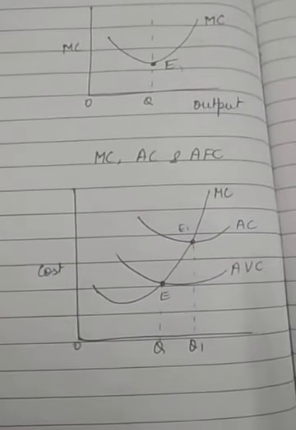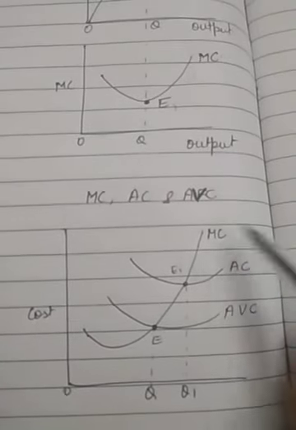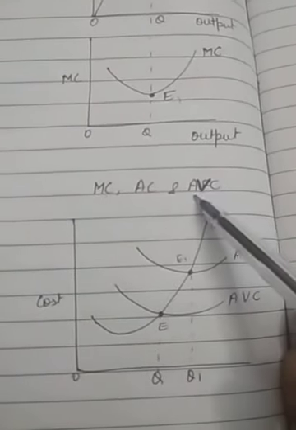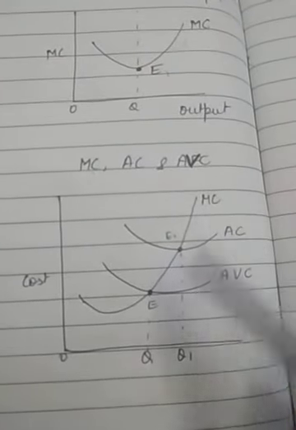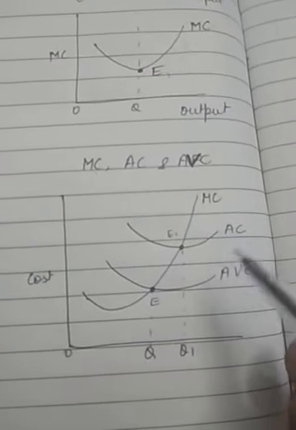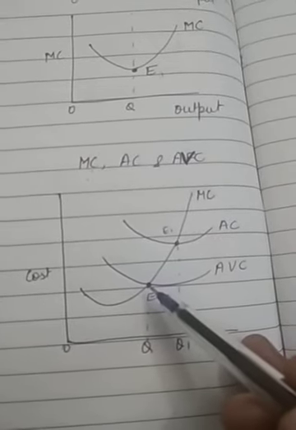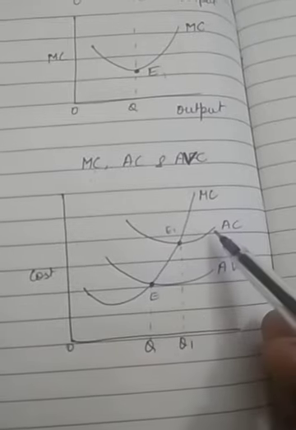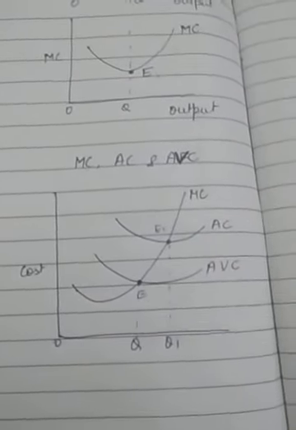And now this is the last relationship between MC, AC and AVC. Marginal cost, average cost and average variable cost. Here are the three curves. This one is your MC, AVC and AC. AVC is intersecting MC at its minimum point. AC is also intersecting the MC curve at its minimum point.